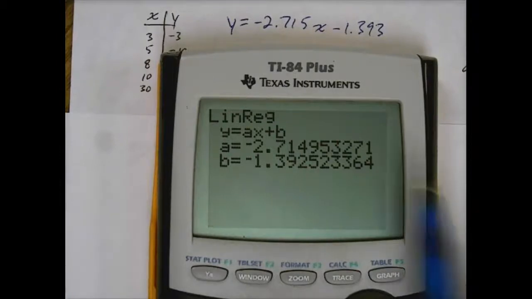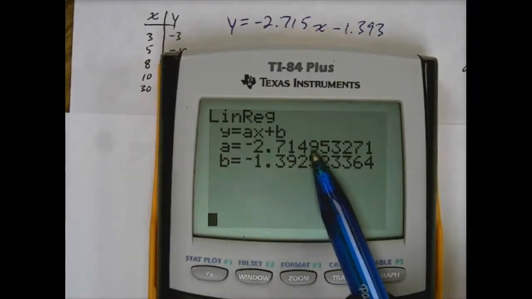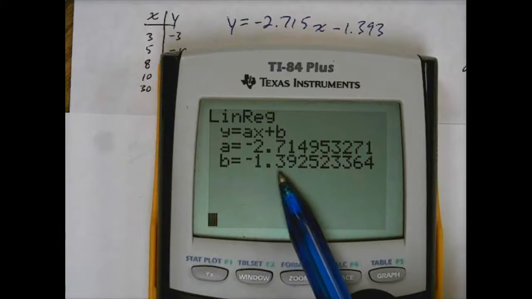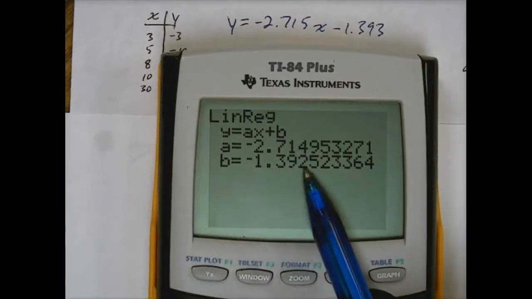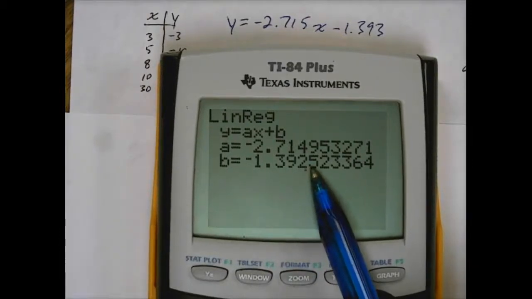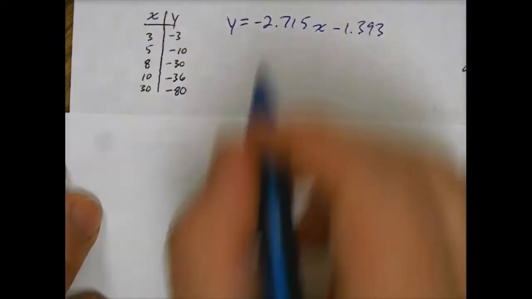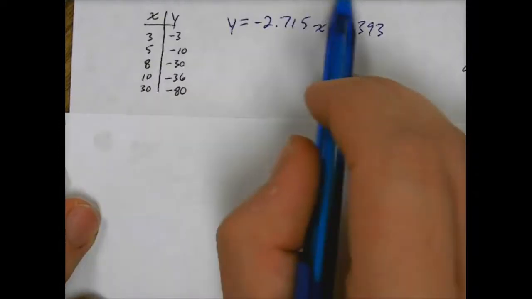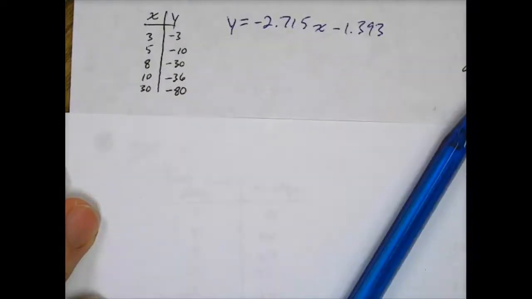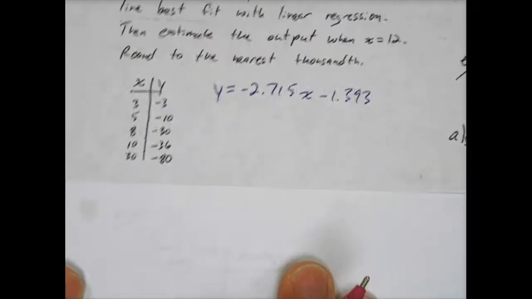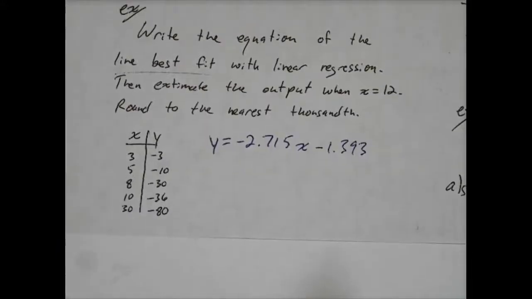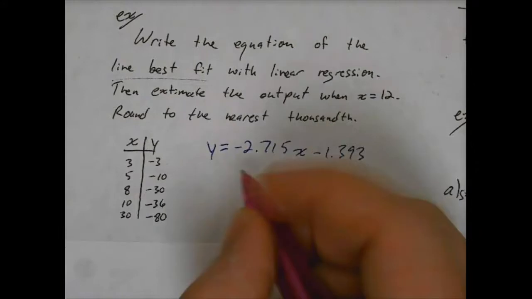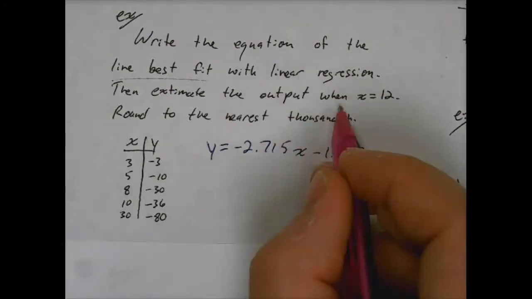Right, so again, there's my equation. It's -2.715. I round it up because the next number was a 9, and negative 1.393, again I rounded up because the next number was a 5. So now that we have our equation, that's the line of best fit. It says then estimate the output when x equals 12. So all I'm going to do, estimate the output when x equals 12.